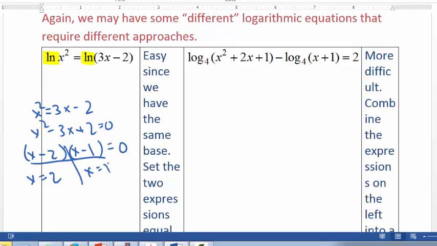And I just have to make sure that these are both going to work, right? Because remember what we had said about the logarithmic ones? You could occasionally get extraneous solutions that would make you take the log of a negative, which doesn't exist. So if I plug in 2, that's the ln of 4, and that's the ln of 4, so that's good. If I plug in 1, that's the ln of 1, and that's the ln of 1, so that's good. So both those solutions actually work. All right. So again, that was an easier one.